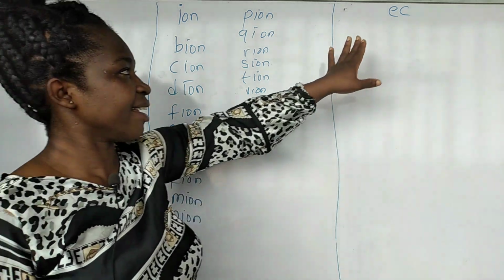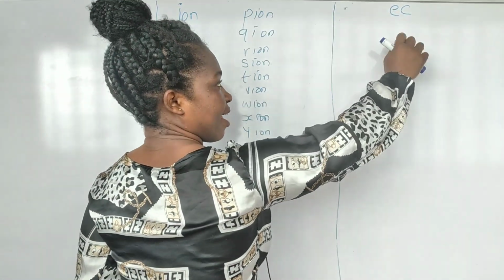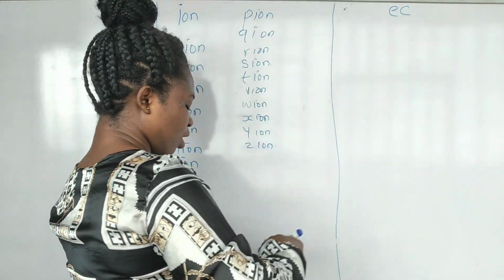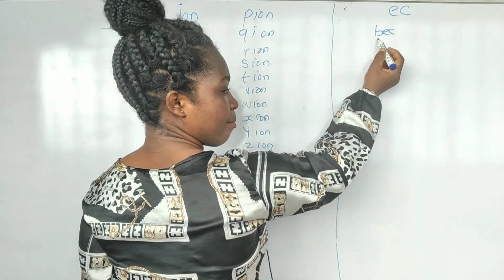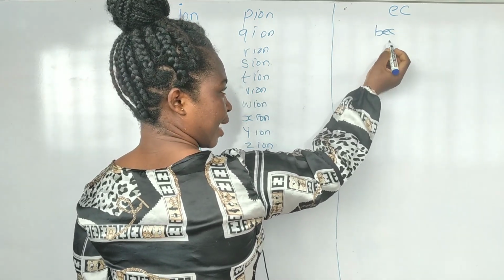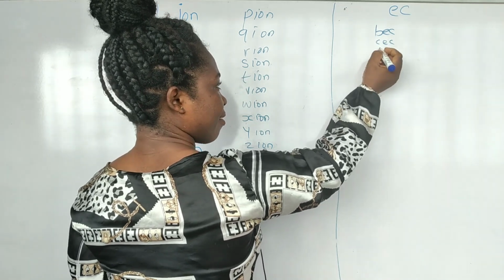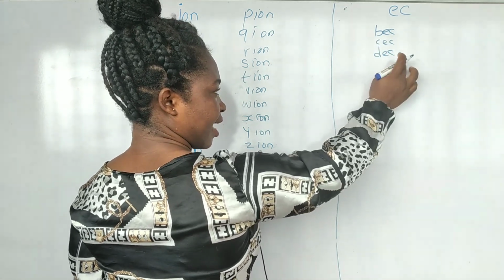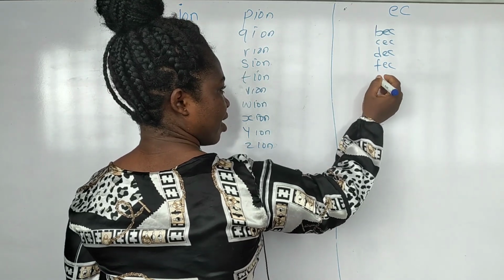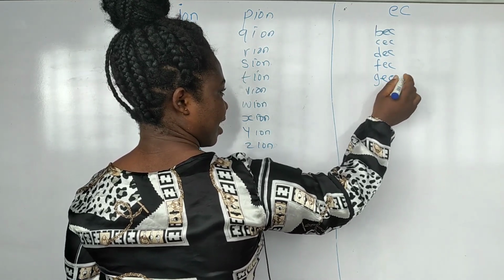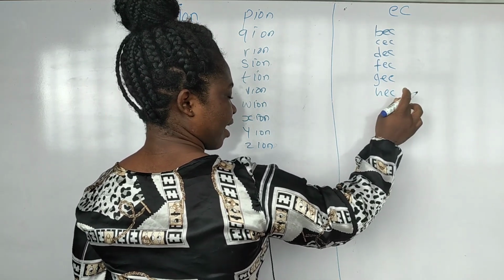Okay, now let's see the next one. So we have right here the ek sound. So we start with the first one. We have beck, beck, beck. We have sek, sek, sek. We have deck, deck, deck. We have feck, feck, feck. We have geck, geck, geck. We have heck, heck, heck.